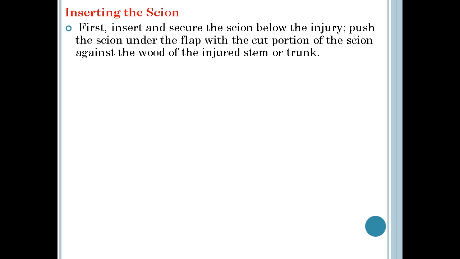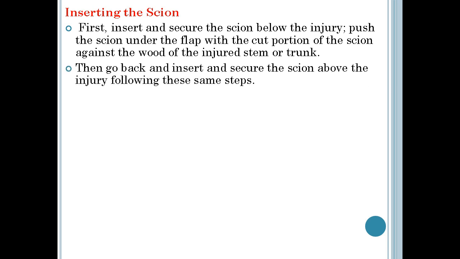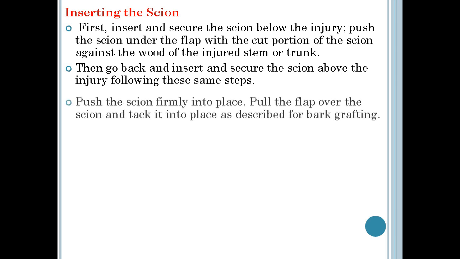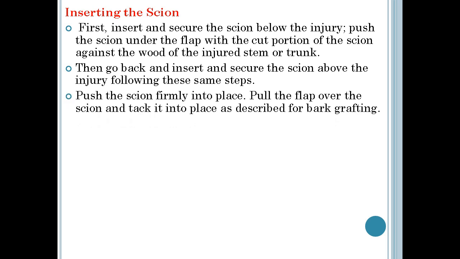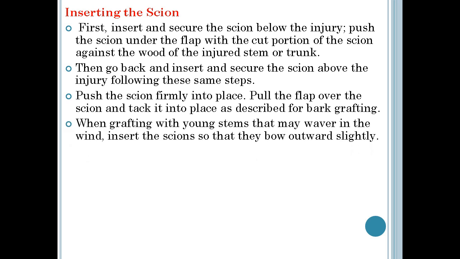Inserting the scion. First, insert and secure the scion below the injury. Push the scion under the flap with the cut portion of the scion against the wood of the injured stem or trunk. Then, go back and insert and secure the scion above the injury following these same steps. Push the scion firmly into place. Pull the flap over the scion and tack it into place as described for bark grafting.